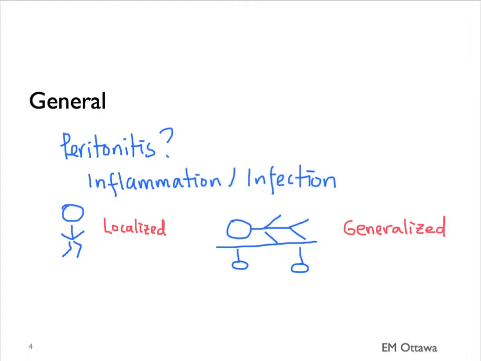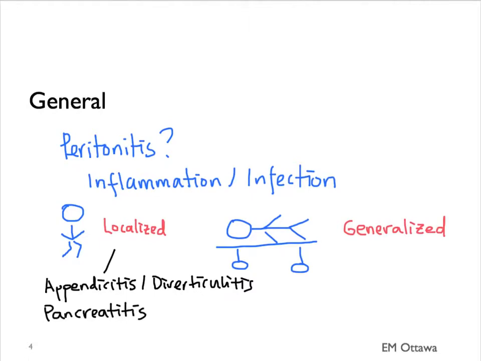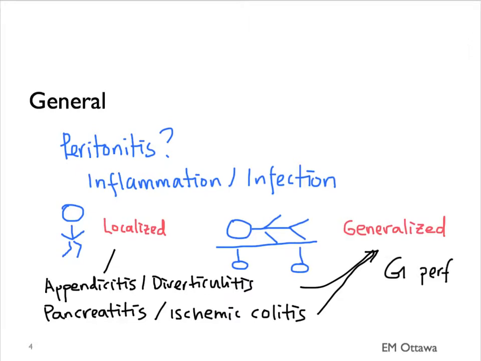Conditions that can give localized peritonitis include infections such as appendicitis and diverticulitis, and inflammation such as pancreatitis and ischemic colitis. Once the bacteria spread to the generalized peritoneum, the patient will have a generalized peritonitis sign. Other conditions that can also give generalized peritonitis include GI perforation, either from an ulcer or bowel obstruction. Patients with generalized peritonitis is a very sick patient.